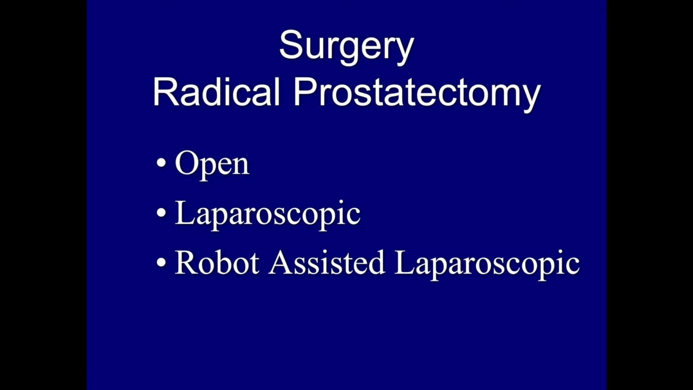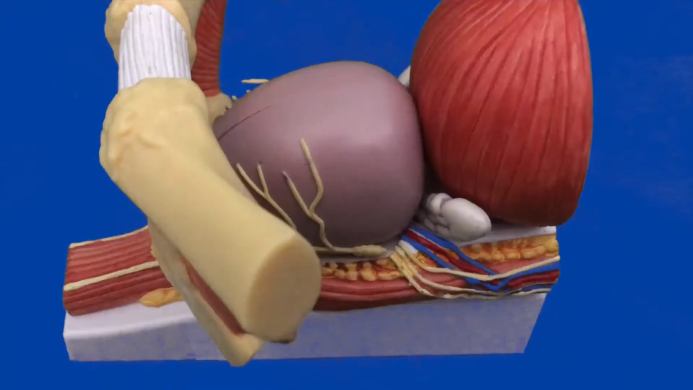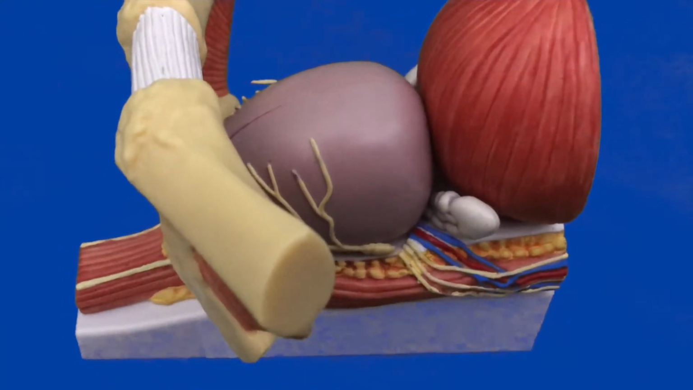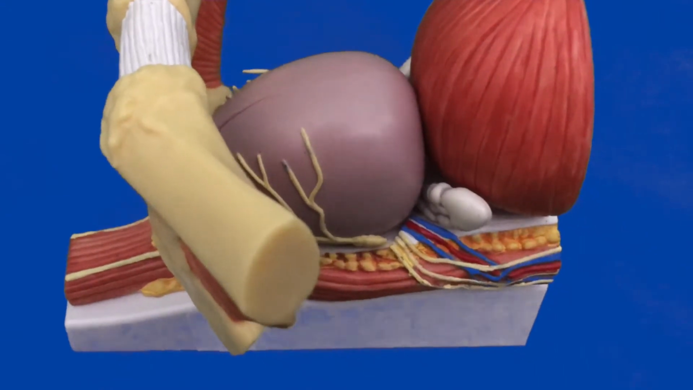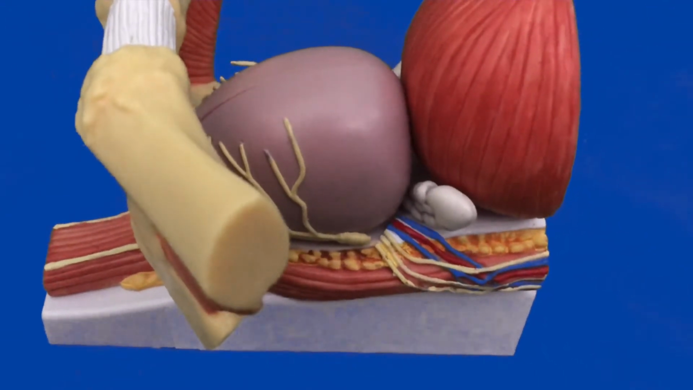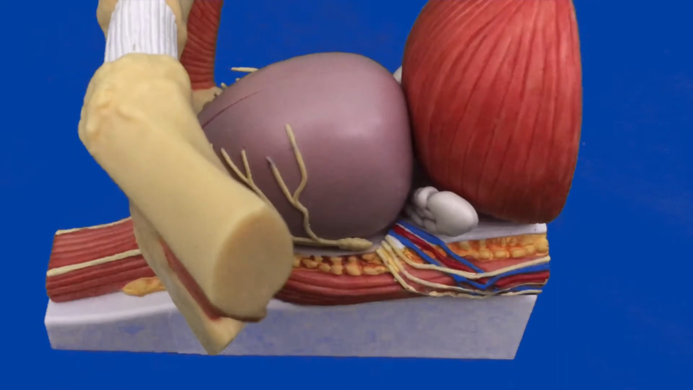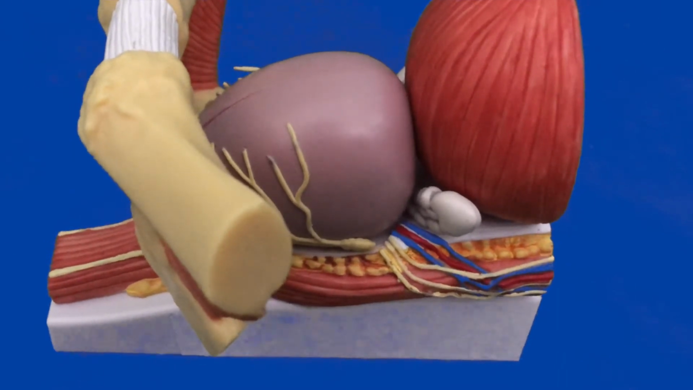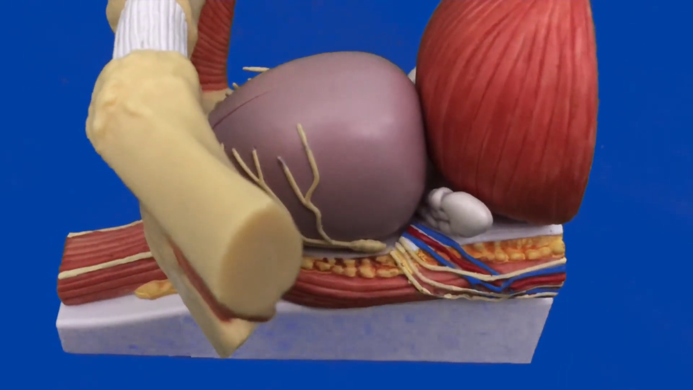Radical prostatectomy may be carried out open, laparoscopic or robot-assisted laparoscopic. The results of cancer-free survival, continence and potency are much the same whichever procedure is used. On this model of the prostate, it can be seen that the nerves and vessels run laterally. In an axial projection, that would be in the 5 and 7 o'clock positions.